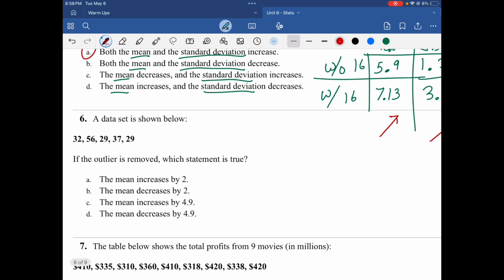Let's go down to number 6. It says a data set is shown below. 32, 56, 29, 37, 29. If the outlier is removed, which is true?